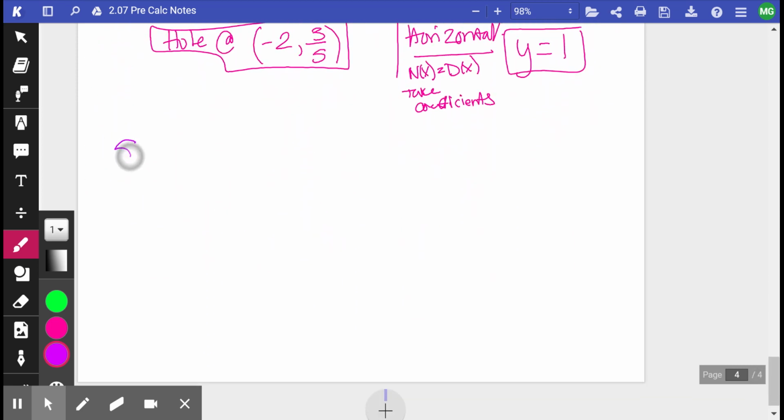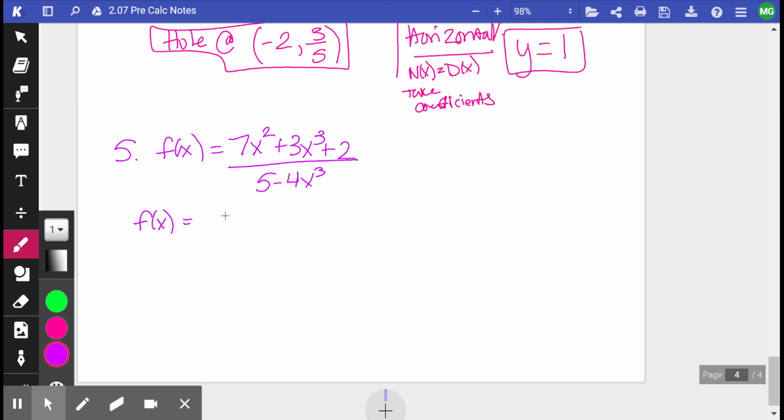All right. We have one more that I would like you to do. f of x equals 7x squared plus 3x to the third plus 2 over 5 minus 4x to the third. So first thing I want you to do is rearrange it so that the highest exponent comes first and in descending order. Go ahead, pause, and do that right now. Right, so we have 3x to the third plus 7x squared plus 2 over -4x to the third plus 5.